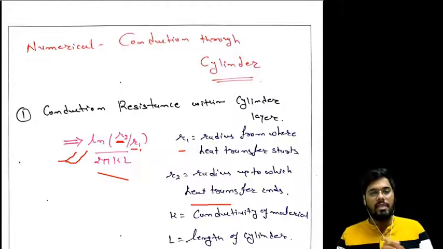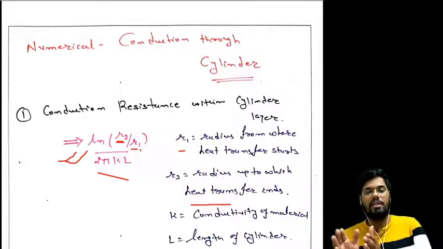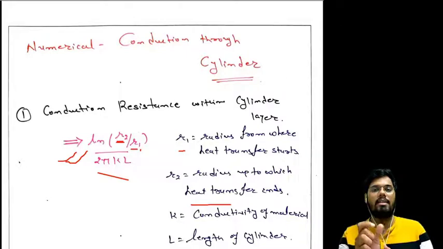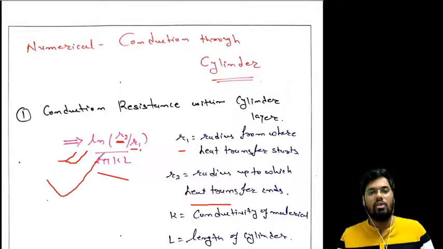In our previous session we learned the derivation of conduction through a cylinder, in which we learned that whenever heat is transferred within the cylinder in a radially outward direction, there is a resistance offered by the cylindrical material, which can be easily calculated using this equation: ln(R2/R1) upon 2 pi KL.